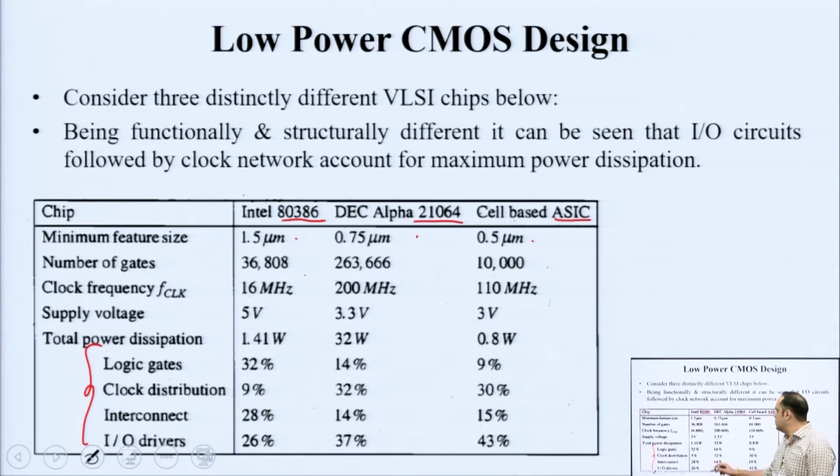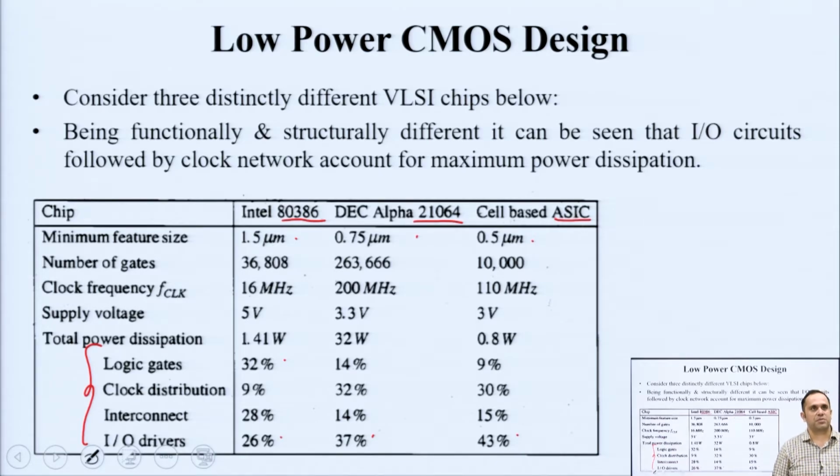Okay. So, for the first IC you can see that 32% of power gets consumed within logic gates, and this number drastically reduces for the other two integrated circuits. The interfacing in cell based ASIC consumes a lot of power, up to 43%, and it is a reasonable number for the other two ICs also. So, you can see that different integrated circuits can exhibit different power dissipation profiles.